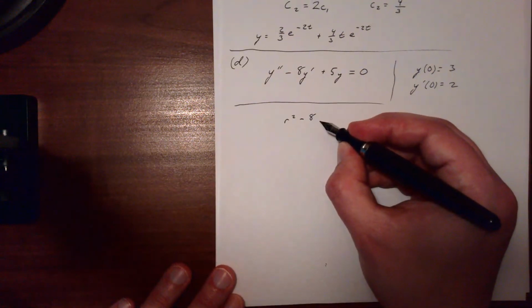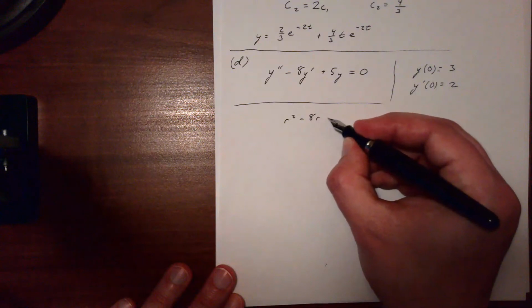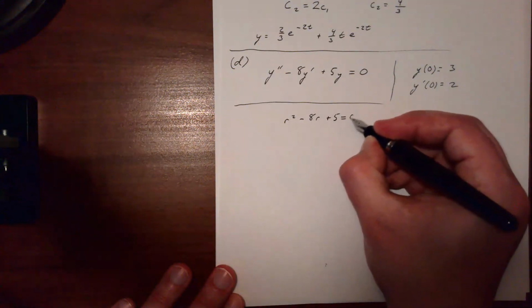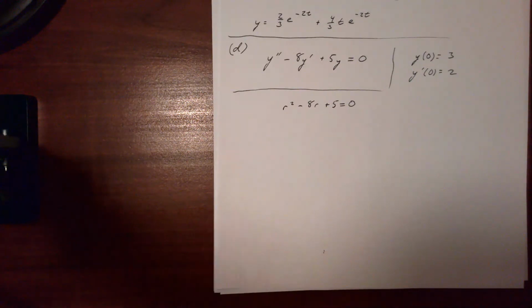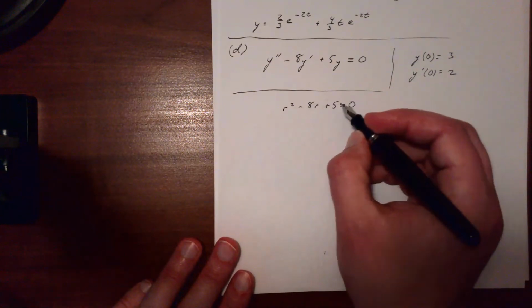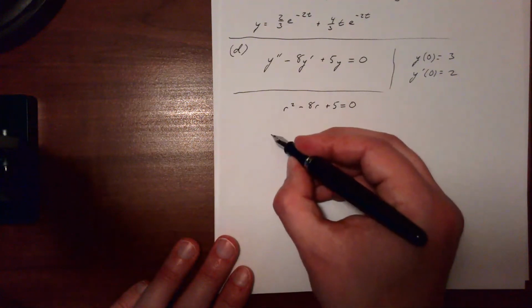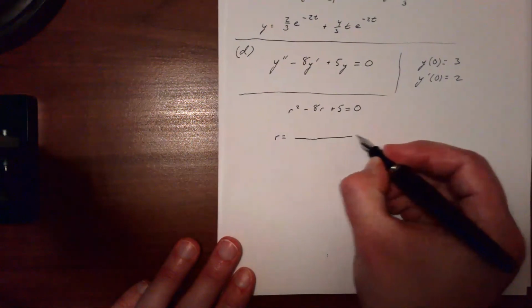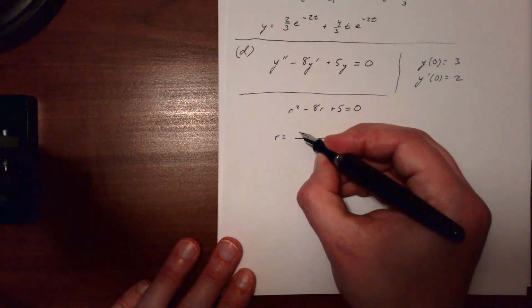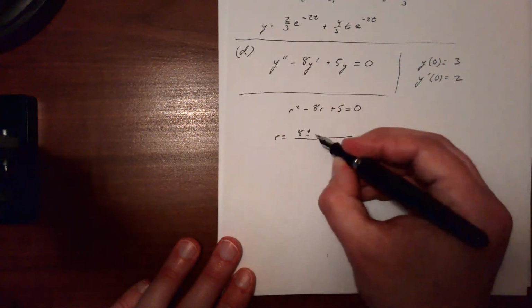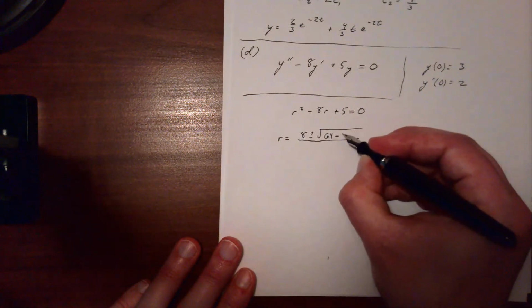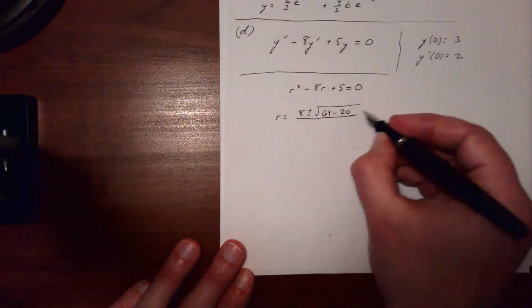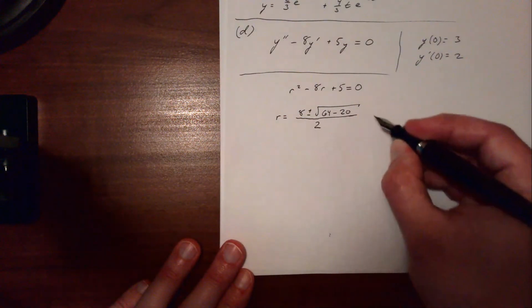So r squared minus 8r plus 5 equals 0. If this were a carefully curated equation, then we could expect maybe that we are able to factor this. But here we can see that we cannot factor this. Go ahead and try. Okay, well, in that case, r is equal to, and it's just going to be the quadratic formula, 8 plus or minus the square root of 64 minus 4ac, so it's going to be minus 20, divided by 2a, which is 2.